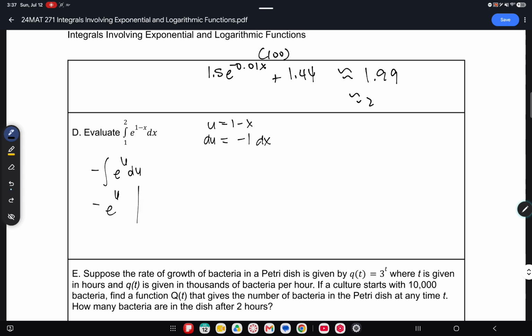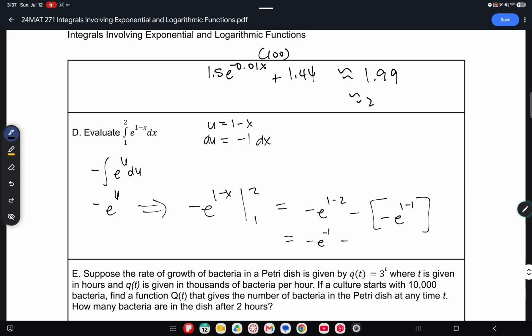And then I can put it back in its original and then evaluate it from 1 to 2. Or you can change the bounds and do it from this step here. I like the original. So negative e to the 1 minus 2 minus negative e to the 1 minus 1. So negative e to the negative 1 minus, and then e to the 0 is just 1, so minus negative 1. So negative e to the negative 1 plus 1.